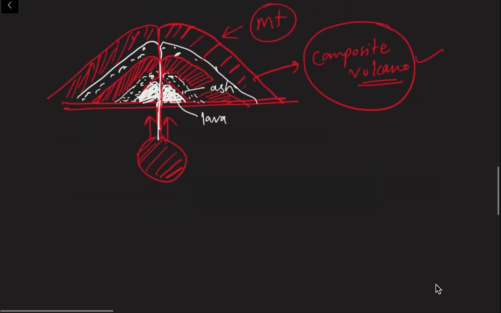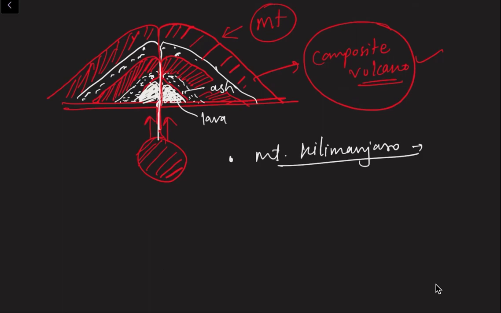Now, what are the examples of this kind of volcano? There are many examples. These examples could be useful in our preliminary examination, right? So, I will just note down the examples. Mount Kilimanjaro. This Mount Kilimanjaro is located at the border of Kenya and Tanzania. It is in Africa.